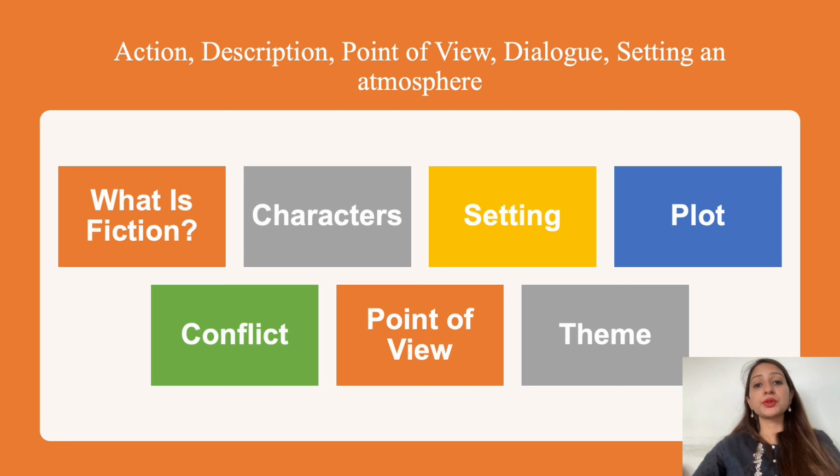Conflict is the struggle between two entities. In story writing, the main character, also known as the protagonist, encounters a conflict with the antagonist, which is the adversary. Point of view: stories are generally told from two points of view, first person narrative and third person narrative.